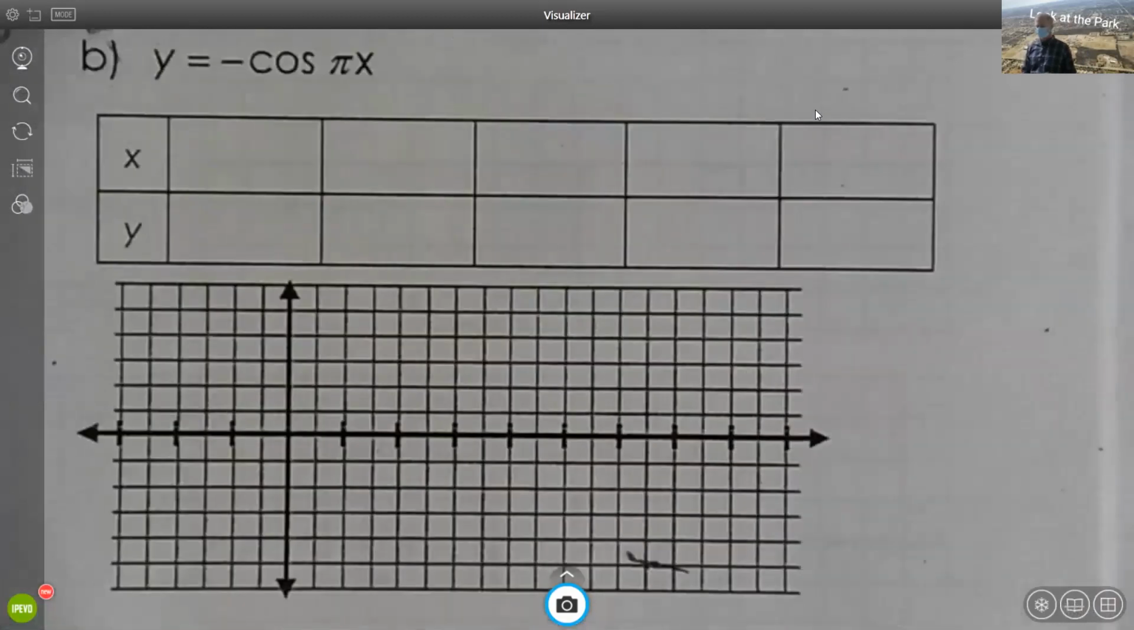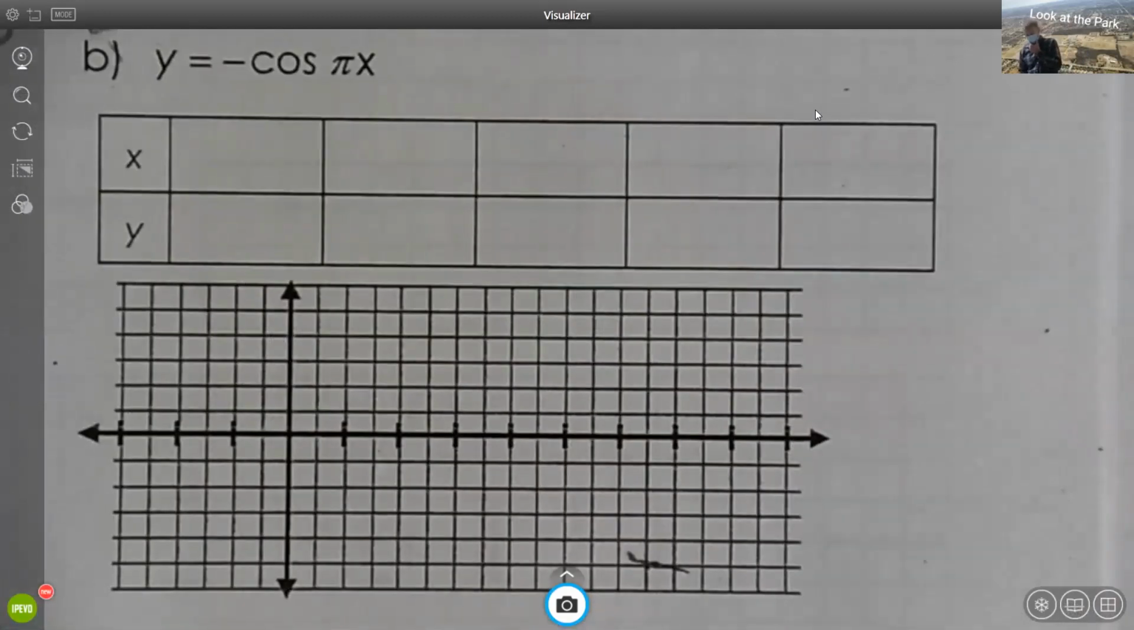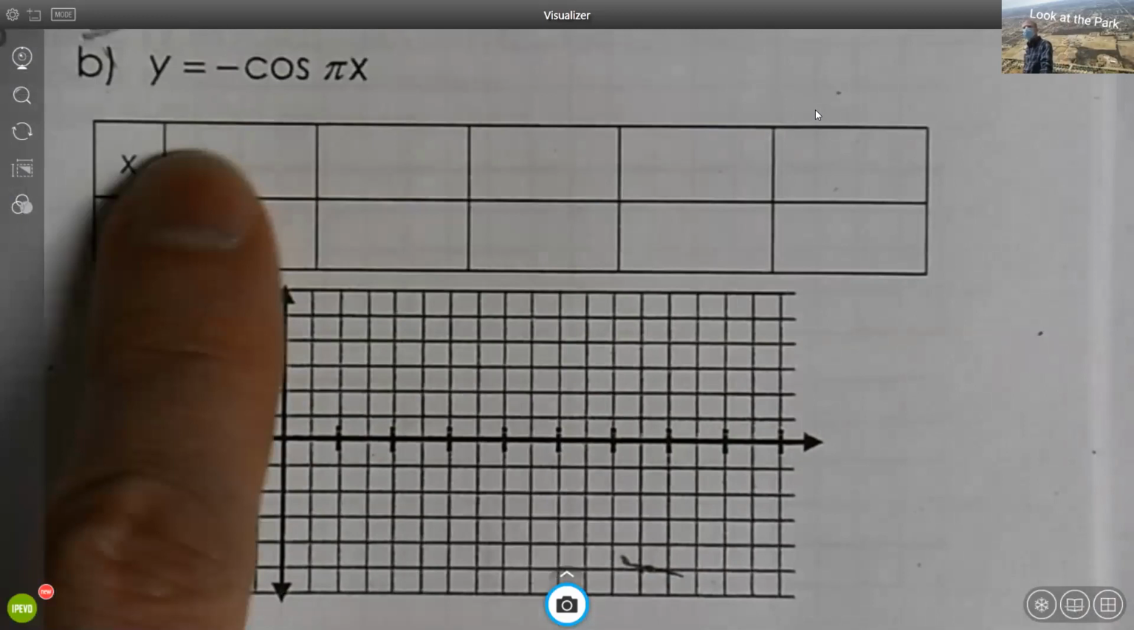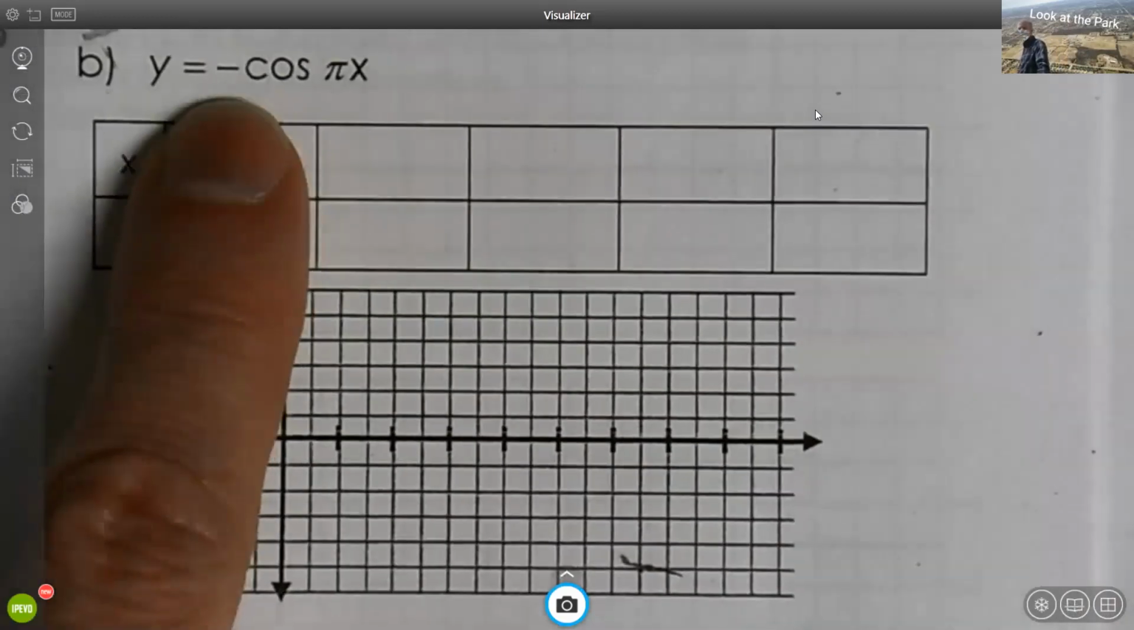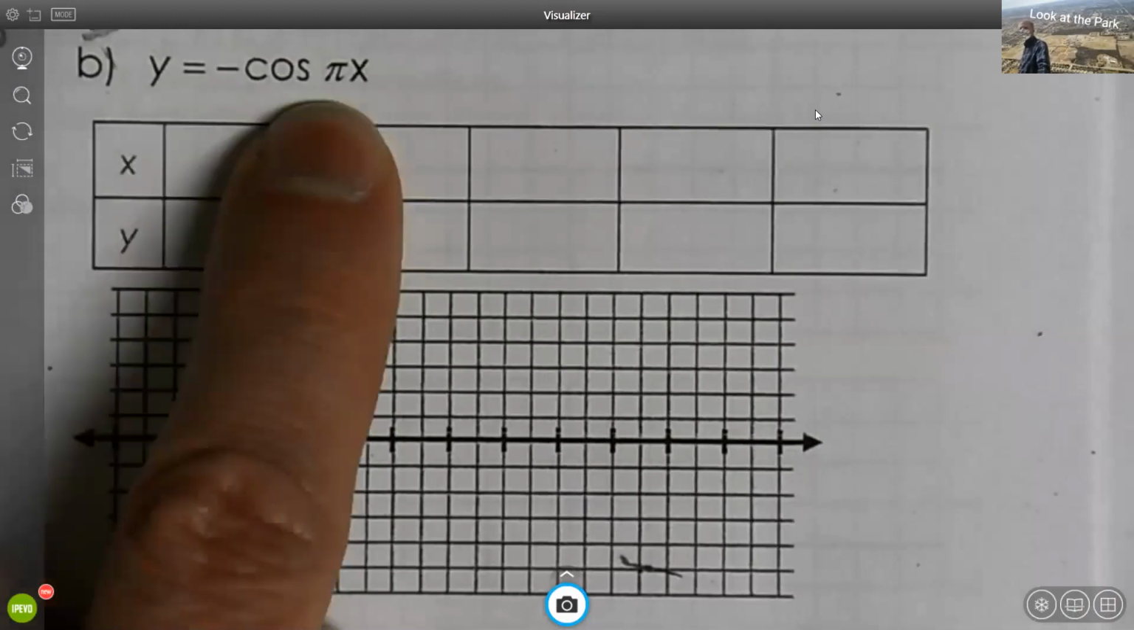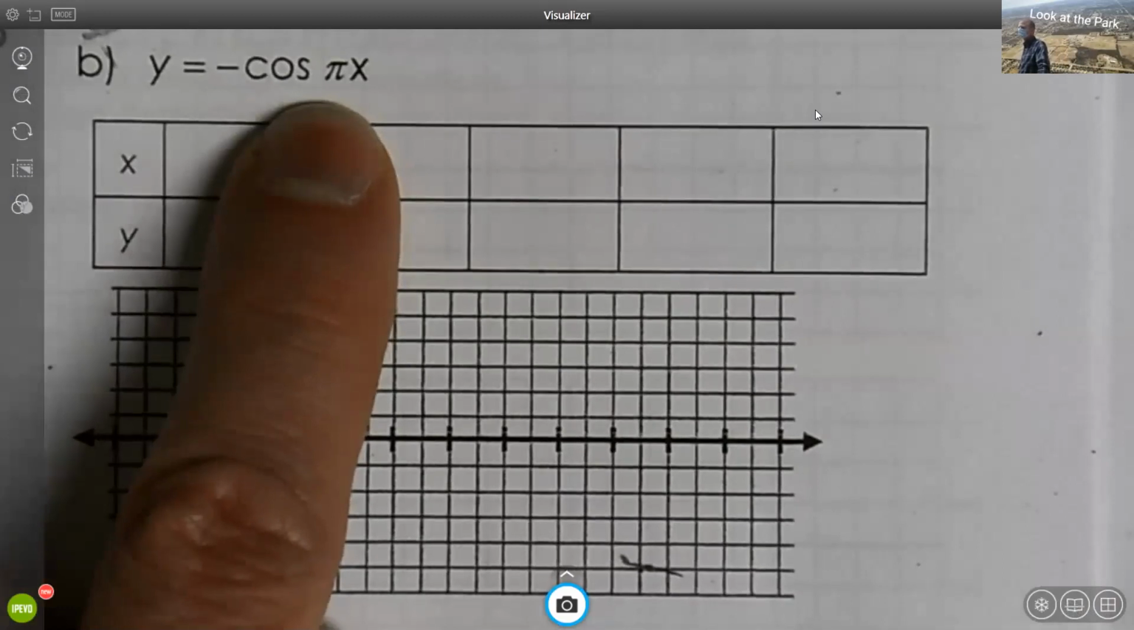Let's take a look at this one. Think about our steps here. What are we going to have? This one has an A value that's negative. So you know there's a reflection. This has a B value that's pi. So this is going to have a shrink, a horizontal shrink.